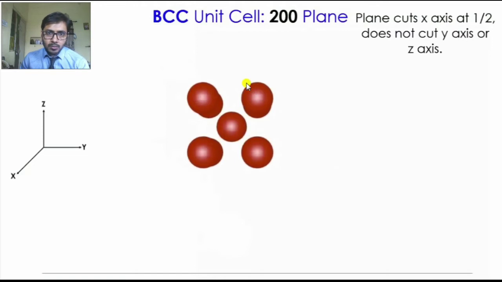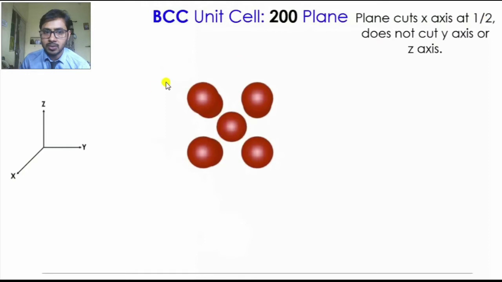Let us see the BCC structure with a different plane. Here the material is the same, but the atomic density of the plane is different. This 200 plane has a different atomic density as compared to the 100 plane. If you take the reciprocal of this 200 plane, you get 1 by 2, infinity and infinity.